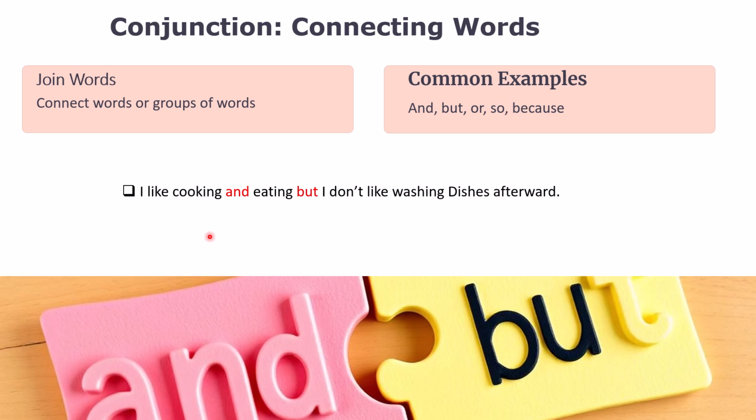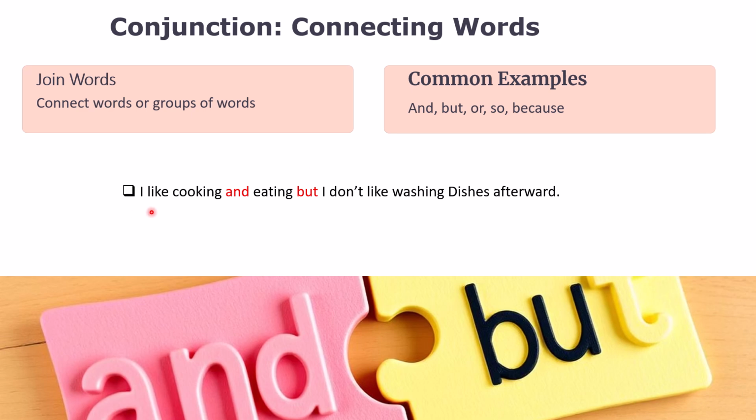Next type is conjunction. We can call it connecting words or joining words. It connects words or groups of words. Or we can connect two sentences by using a conjunction. Common examples of conjunctions are and, but, or, so, because. If we want to join two phrases into a sentence, we use a conjunction.